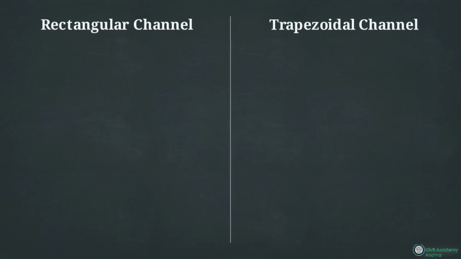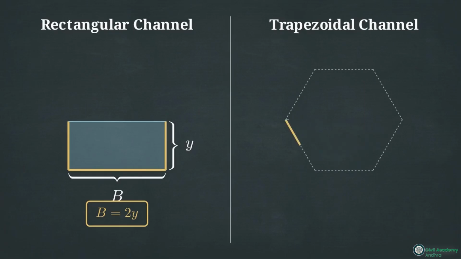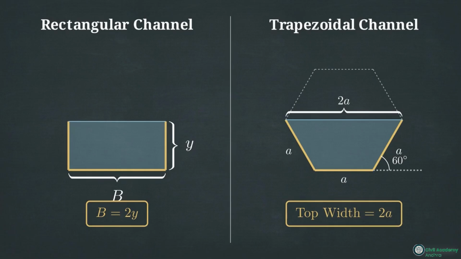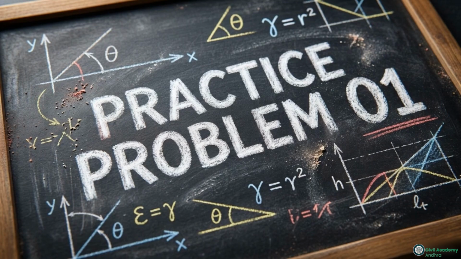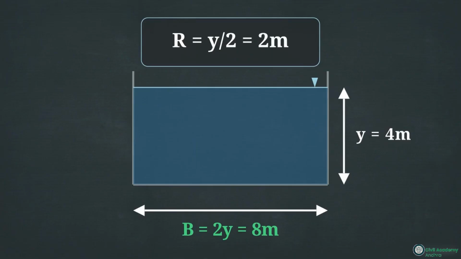This math dictates strict geometric rules. For an economical rectangular channel, the ideal bottom width is exactly twice the depth. For a trapezoid, the most economical shape is exactly half of a regular hexagon, built with 60-degree side slopes. Let's test this right now. If you are designing an economical rectangular channel with a flow depth of 4 meters, what is your required bottom width and hydraulic radius? The bottom width must be twice the depth, so 8 meters, and the hydraulic radius is half the depth, giving us exactly 2 meters.